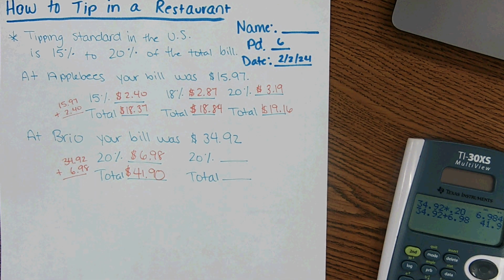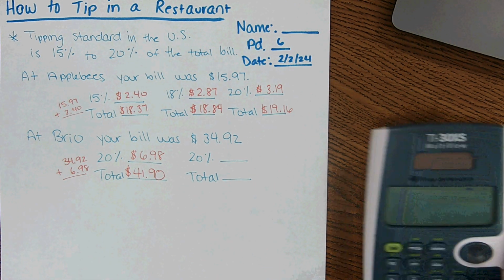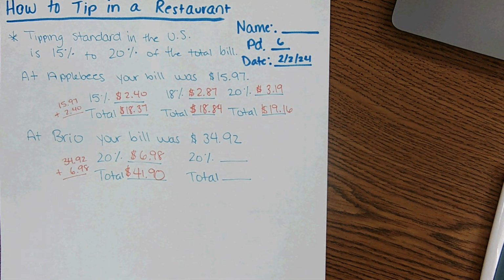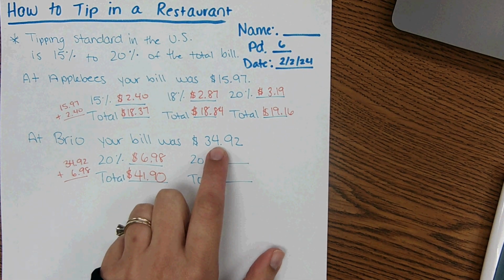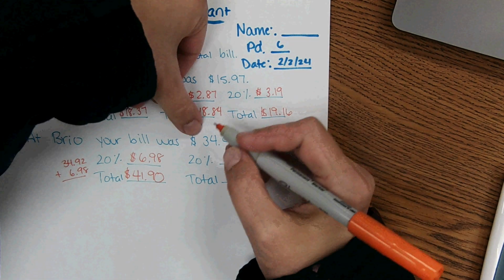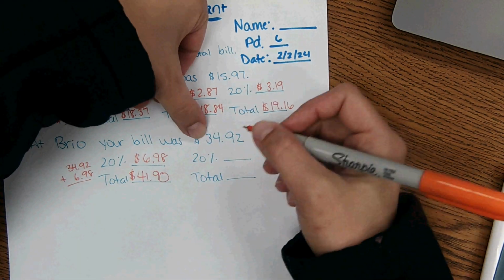Okay. So now I'm going to start teaching you a shortcut way because you don't always want to break out your calculator on a date or something. That'd be kind of cringe. So I'm going to teach you a shortcut to figure out the tip without having to break out a calculator. Cool? Okay. So we're going to be trying to leave a 20% tip.